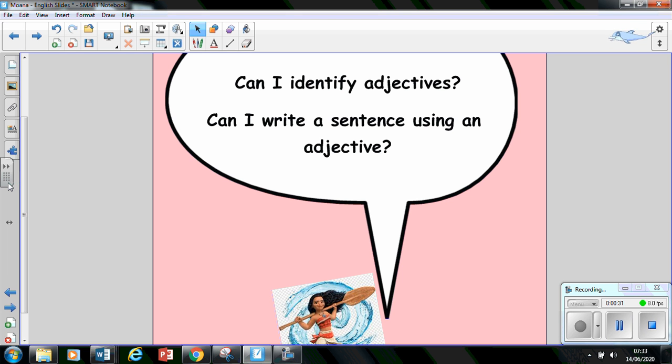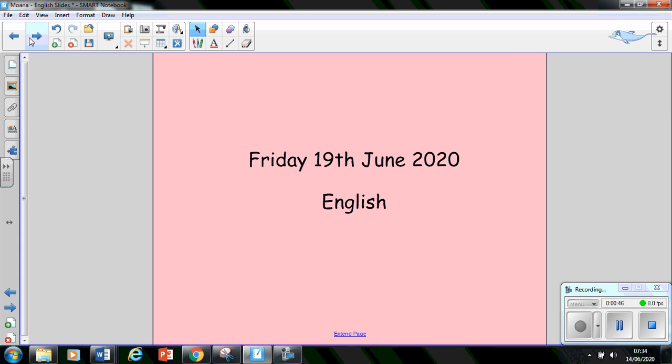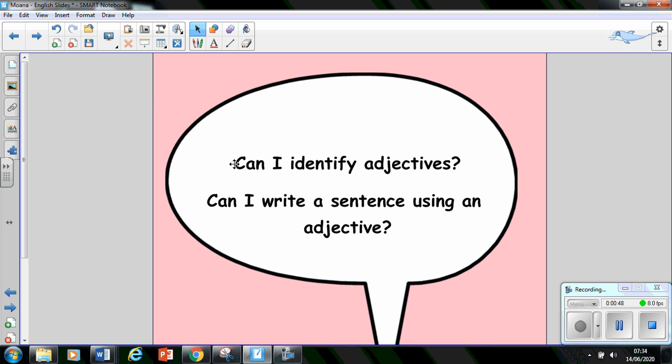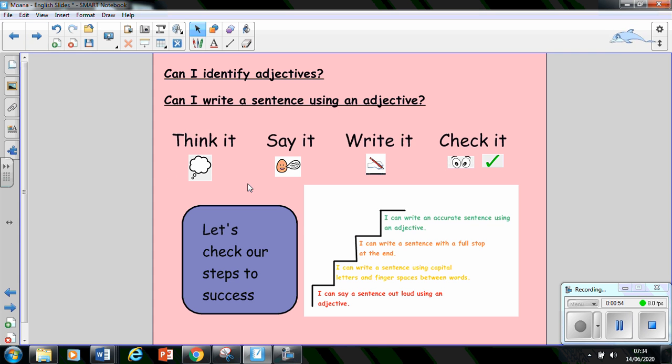So yesterday you would have been planning it, talking about it to your learning partner at home, using some of these adjectives in a sentence that you would have been saying and planning with them, okay? But today you are going to actually be writing your sentences. So in order to do that, we've got something to think about.